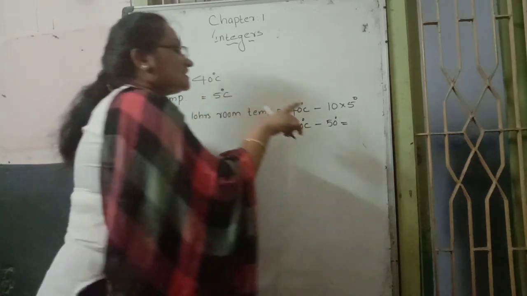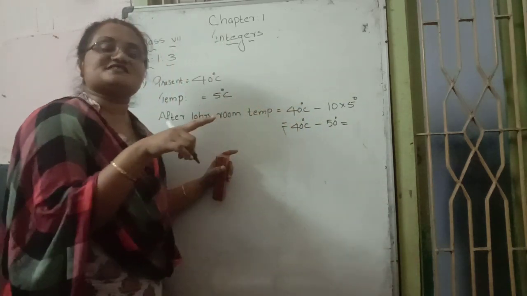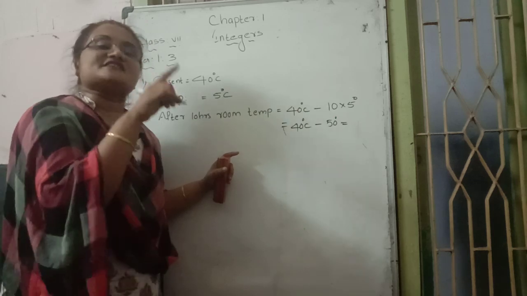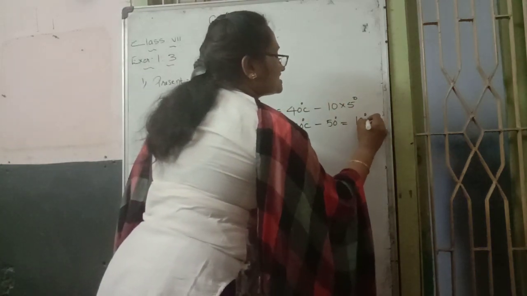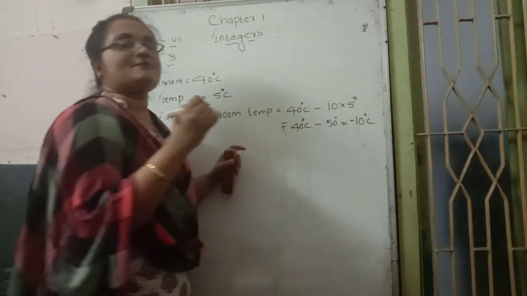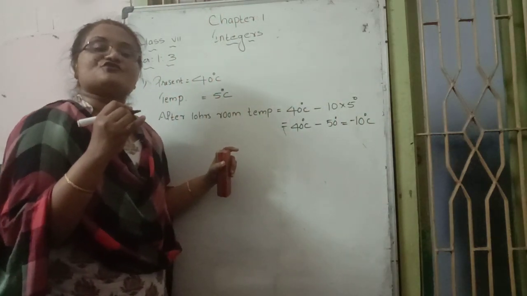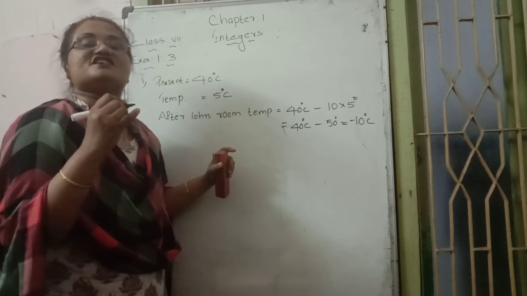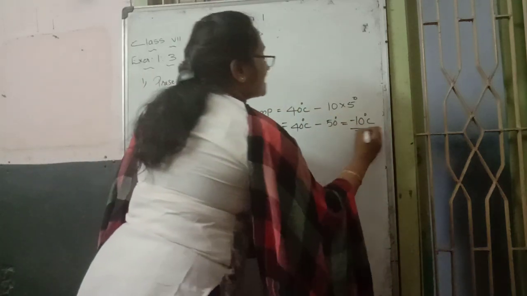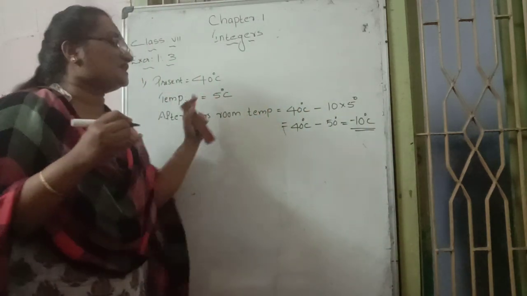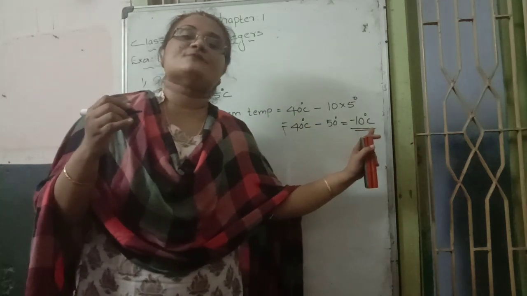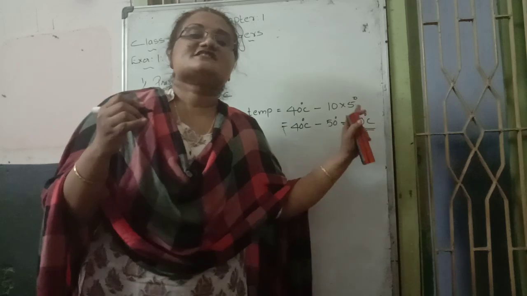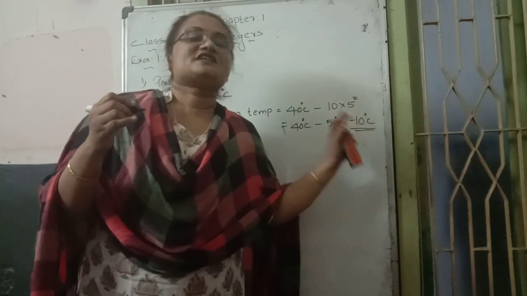One is a positive integer, another is a negative integer. With opposite signs, what we want to do is subtract and put the sign of the bigger number. Subtracting gives 10 degrees Celsius. 50 is the bigger number, that's why the sign is minus, so minus 10 degrees Celsius is the answer. I hope you can understand. After 10 hours the room temperature becomes minus 10 degrees Celsius.